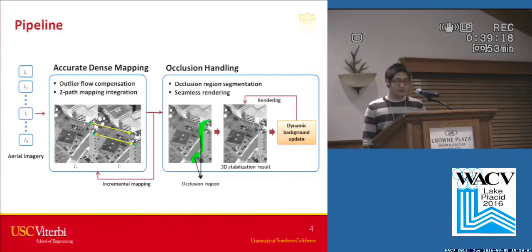Another thing we need to handle is the occlusion part, because there are some pixels in the reference frame that cannot be seen in the current frame. To do this, we first identify these occlusion regions using a semi-global matching method. And then we fill in these occlusion regions using a dynamic background model. And here we show the example result.